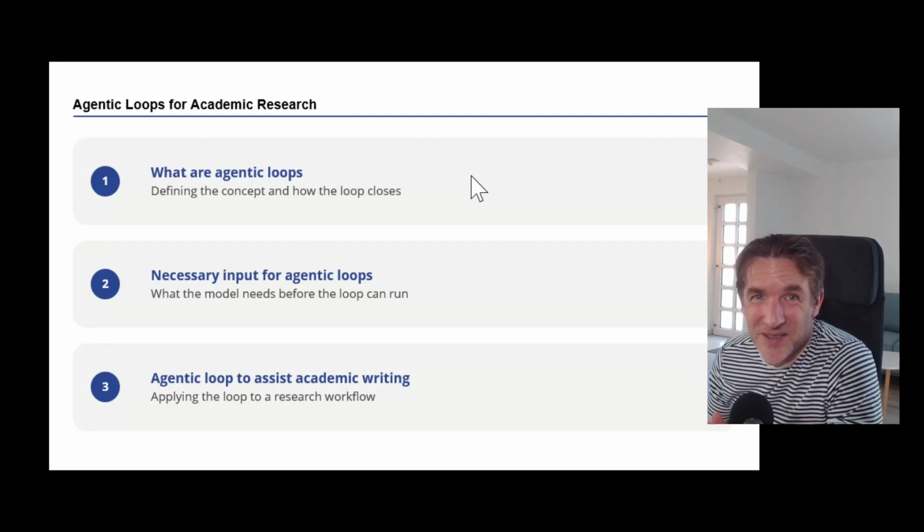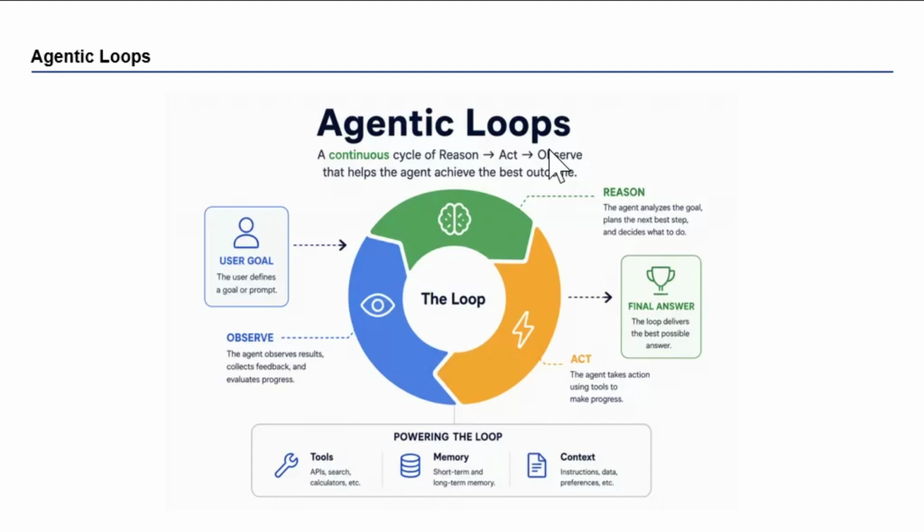So let's get started. Let me briefly explain what we exactly mean when we talk about agentic loops. Normally when you use ChatGPT or Claude or Gemini, you write a prompt, then you get an answer, and you improve the output by writing follow-up prompts. With an agentic loop, we will actually automate that system.